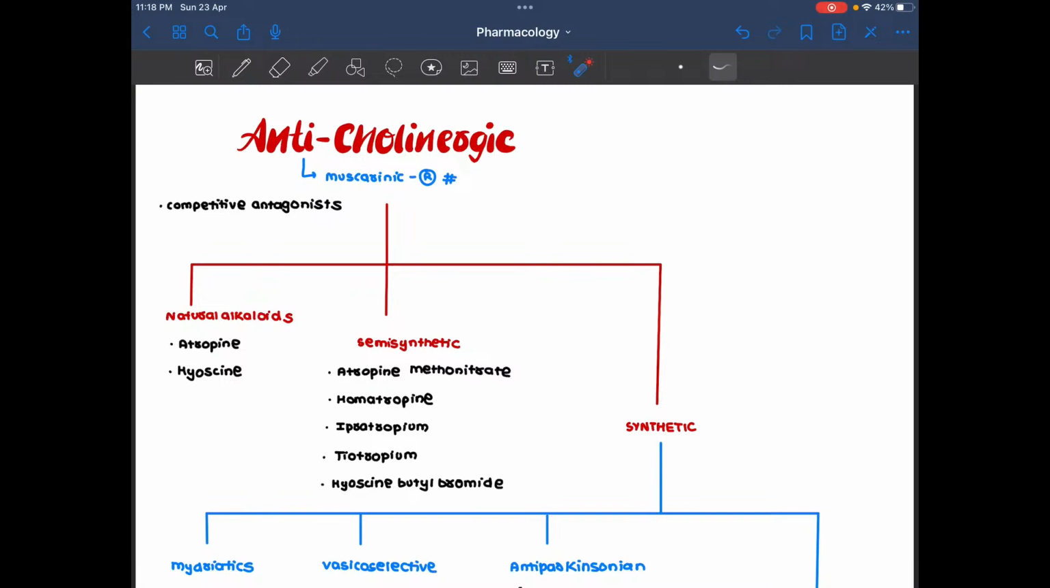Okay, so today you've done quite a bit. I've tried to cover all of the points that are there in the book. So today we have done ANS general considerations, and we have also done the cholinergic system. For anticholinergic drugs, mainly we need to study atropine and some of these synthetic derivatives, that is your mydriatics, vasoselective drugs, or anti-Parkinsonian drugs. We'll discuss all of that tomorrow. Okay.